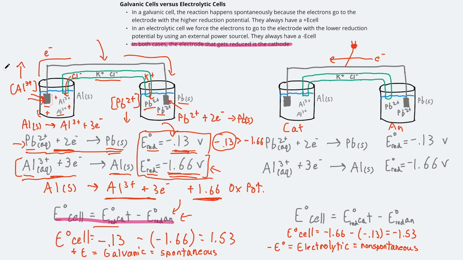The last thing you want to do is memorize which electrode is positive and which electrode is negative in these two situations. And I would not worry about why, which is which, just memorize this. So for a galvanic cell, your cathode is positive and your anode is negative. And then for an electrolytic cell, it's the opposite. Your anode is positive and your cathode is negative.